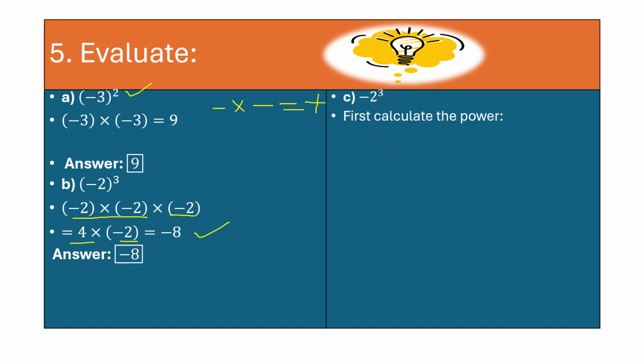-2 to the power 3. Now here, children, if the brackets are not given in the question, you need to first calculate the power. So 2 to the power 3 is equal to 8. Please don't make mistakes here. In question number B, the brackets are given. Okay, the -2 is under the bracket or parentheses. But in this C part, it's -2 to the power 3. So first you need to calculate the power. Then you have to apply the negative sign. So the answer will be -8.